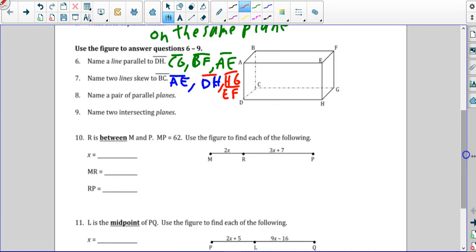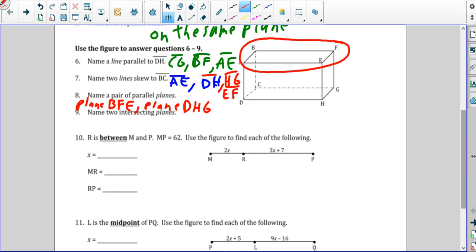Name a pair of parallel planes. We talked about this in class. When you're looking at this box, you can think about the top and the bottom, the front, the back, the left, the right. I'm going to pick the top. And again, you don't need to name all 4 letters. You can just say plane and pick 3 letters. B, E, F. And then the plane parallel to the top, the bottom, DHG.